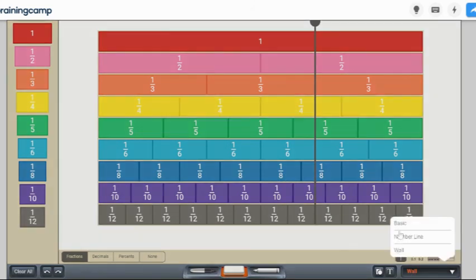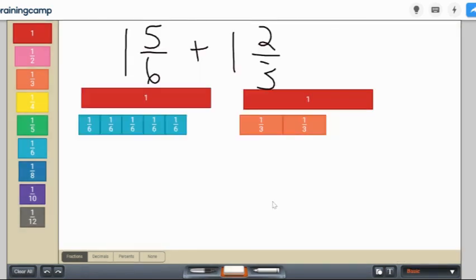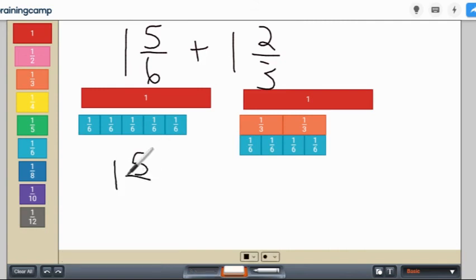So go back to the basic, and we're going to use 6s. This is already in a denominator of 6. So I'm going to move these over. I'm going to make these into the 6s. So now what do we have? We have 1 and 5/6 plus 1. And how many 6s? We have 1, 2, 3, 4, 6.